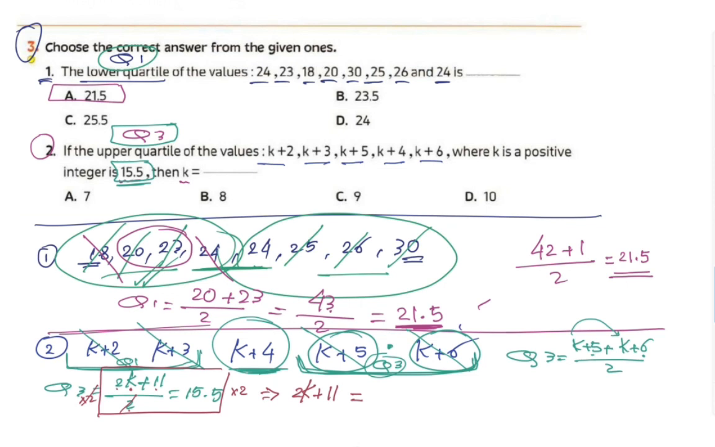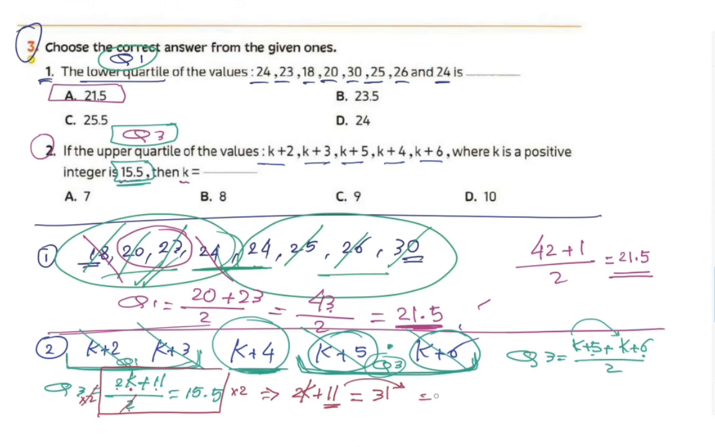15.5 times 2. 15 times 2 equals 30. Half, or 0.5, times 2 equals 1. Now I have 31. So 15.5 times 2 equals 31. Now I have 2K plus 11 equals 31, right? What's the number I need to get off? It's 11, by sending it to the other side.